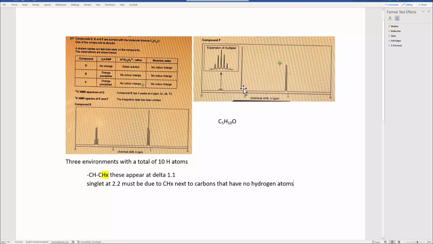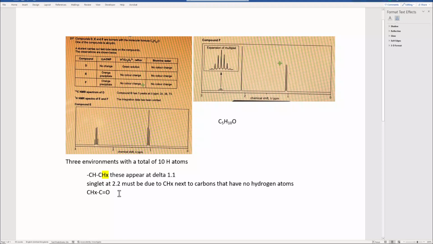It's also interesting that it's 2.2. That's typical of a CH3 group or CH groups that are attached to a carbonyl group, and we can see that in our list of absorptions. Okay, so it's looking like something like CHX C double bond O. All right. Okay. So now up here, let's continue.